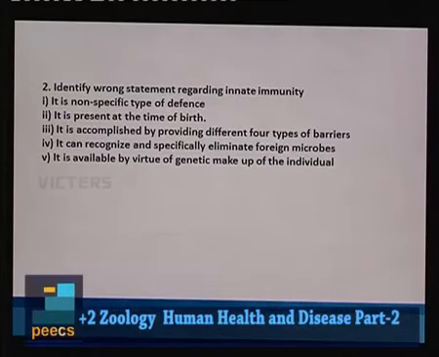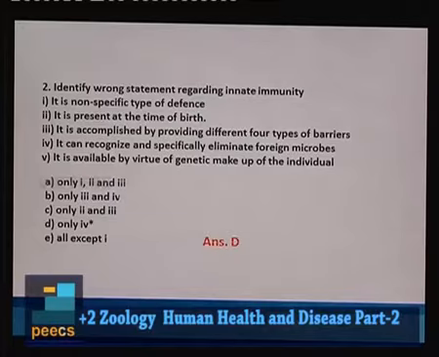What about statement 5? It is available by virtue of genetic makeup of individual. This is applicable for innate immunity. So, our correct answer will be option D. From the options we can select option D, because only the 4th statement is wrong here.